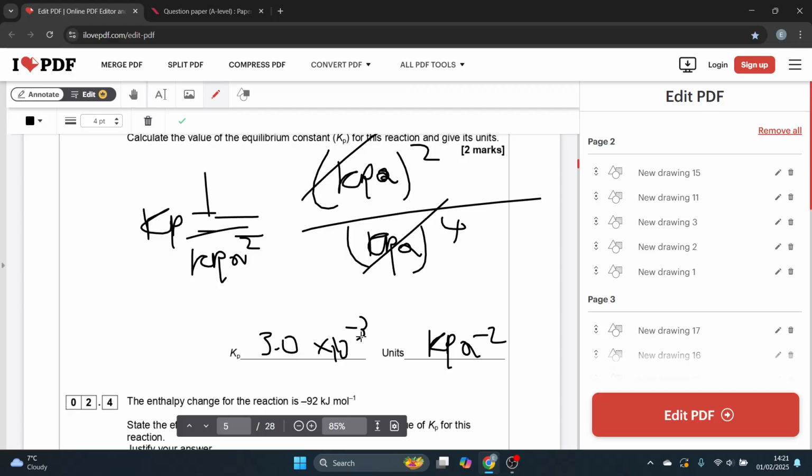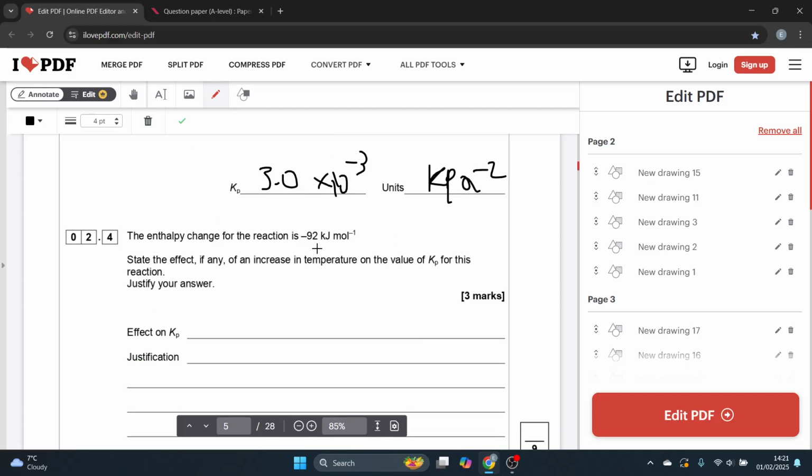And the answer is 3.0 times 10 to the power minus 3 for Kp. Enthalpy change is minus 92. State the effect, if any, of an increase in temperature on the value of Kp for this reaction. Now I know an increase in temperature will affect Kp, so it definitely will affect.